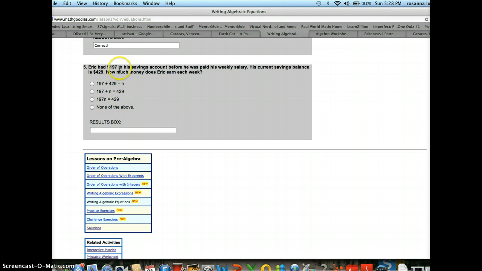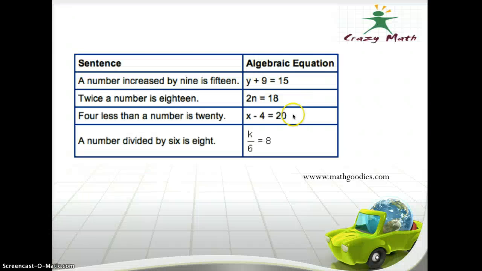So let's check the sentence before that. Eric had 197 in his savings account before he was paid his weekly salary. So that should be $197 and a number. We could use plus n, and it should equal 429. So your answer should have been letter B, 197 plus n equals 429.